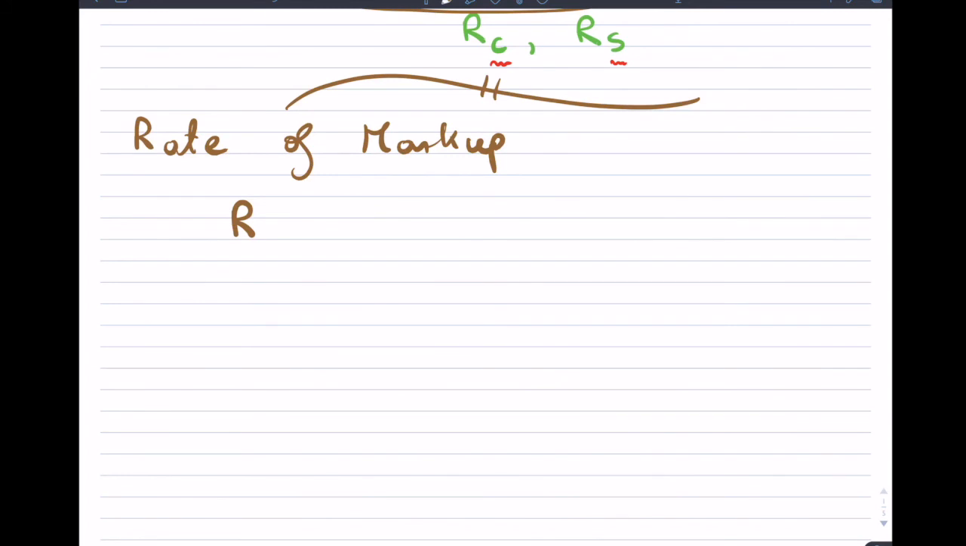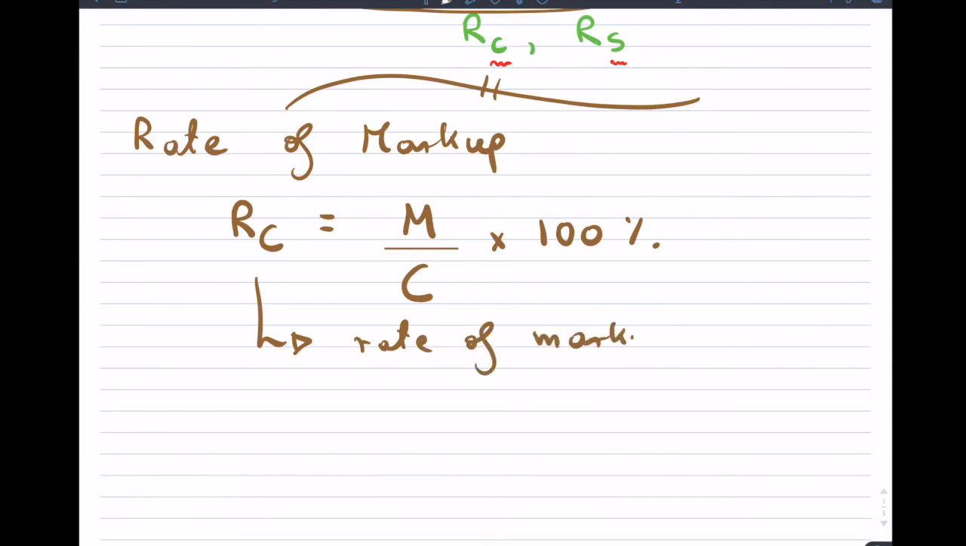Now, the first markup I'm going to talk about is the markup based on cost. And that is nothing else but your markup divided by your cost. So it doesn't include your operating expenses, it's just your cost. And then you multiply this by 100. So this right here is your rate of markup based on cost. You basically want to compare how your markup stacks up against the cost for this particular item, and you want to see it as a percent.